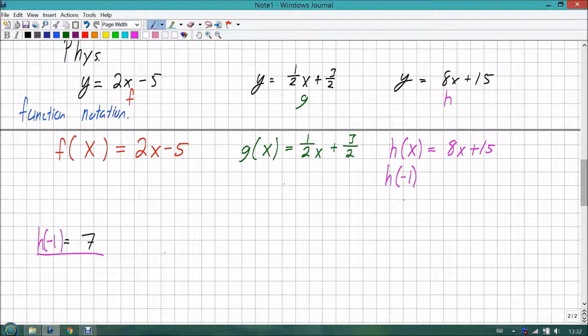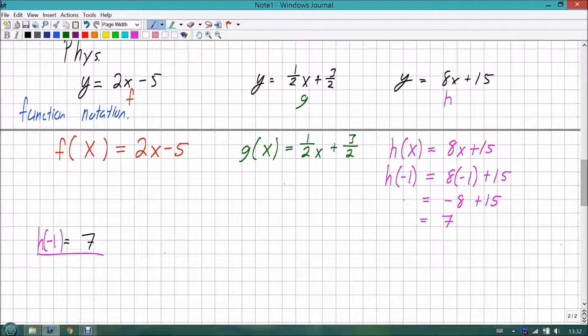So what we do is we plug in -1 to our x values. Everywhere I see an x, I'm going to plug in a -1. So now I have 8, then I have a -1 for that x, and then plus 15. Now what is 8 times -1? Well, that's -8. And what is -8 plus 15? You guessed it, that would be positive 7.